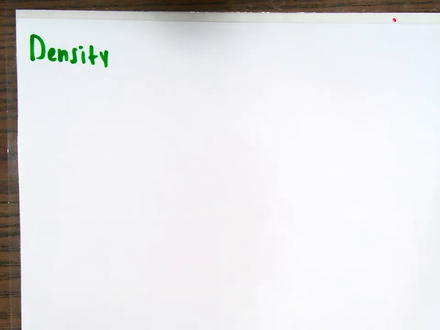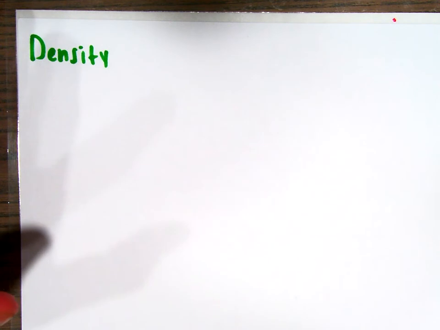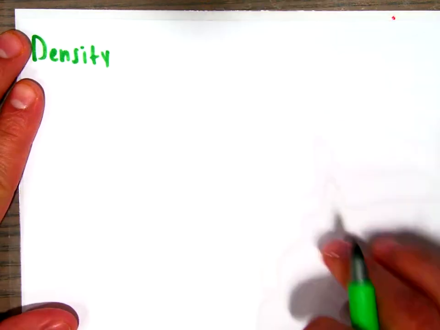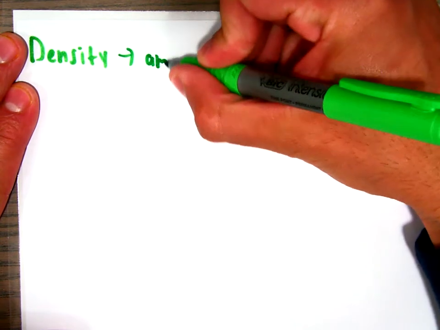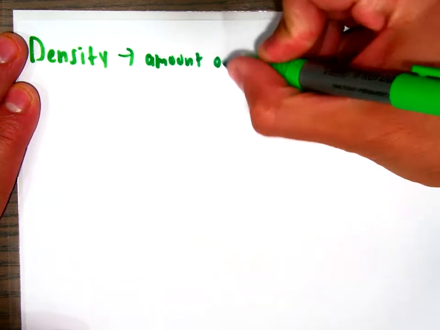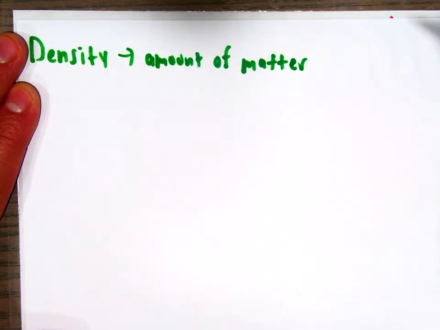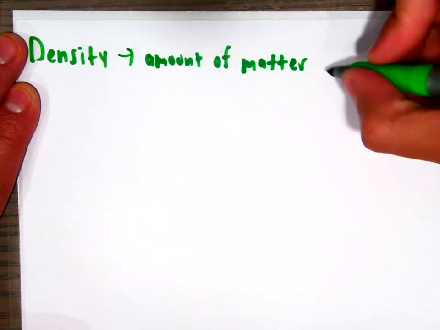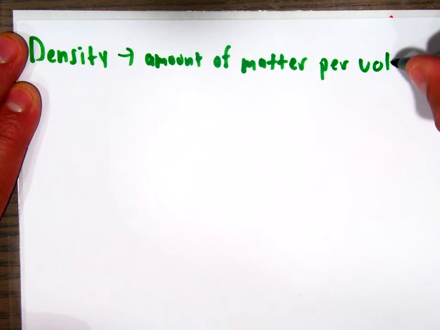All right, so we're going to go ahead and go into how to solve density problems. Before that, I'm going to give you a quick definition again of what density is, and we'll go over the equation. So we should know that density is just the amount of matter, you can say mass, in a given space, or per volume rather. So per volume.